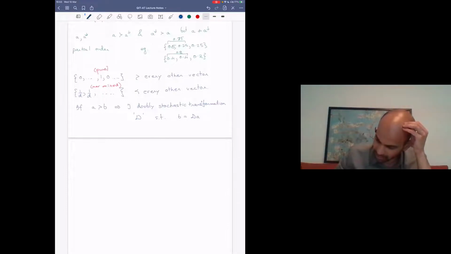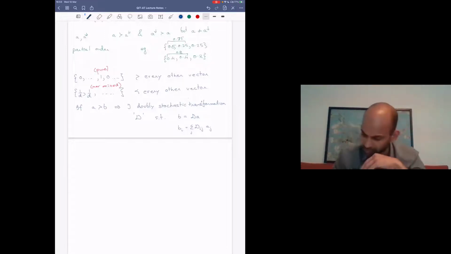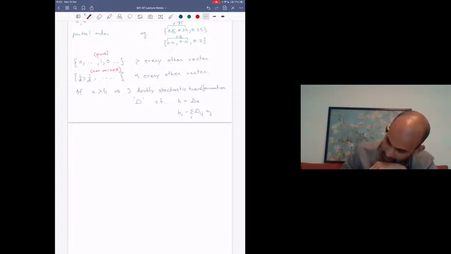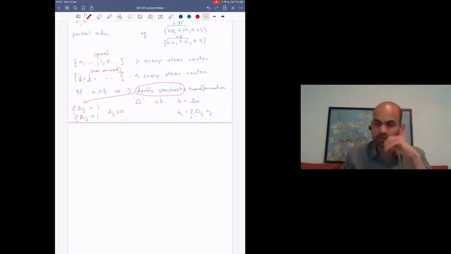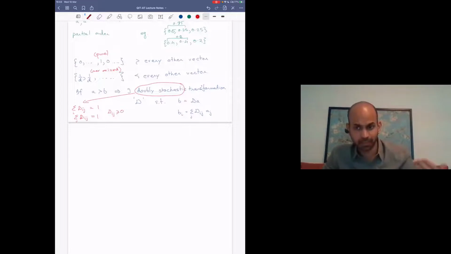So this is the same as saying, if I write this as a vector equation, B_i is the sum over j of D_ij times A_j. So this is now a vector equal to a matrix times a vector. And doubly stochastic means that the sum over the rows and the sum over the columns are both equal to 1. And also D_ij is greater or equal to 0. So a doubly stochastic transformation is a matrix that transforms a vector where all of its elements are positive and its rows and its columns sum up to 1.